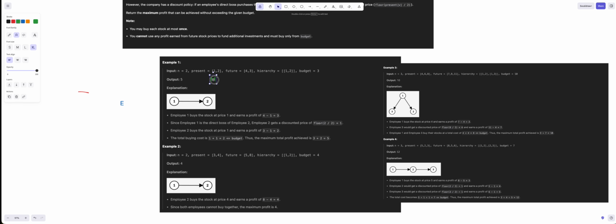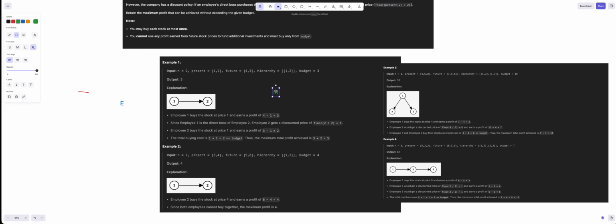So here is the manager. We are talking about the manager at the moment. If the manager buys the stock at the present price of 1, we have a budget of 3, and then sells back in the future at 4. If we do some mathematics here, 4 minus 1, the company earns 3 as a profit. Since the manager bought at the present price, the employee can get the half discount price. 50% of 2 is 1, so that is why we got the 1 here, and then we sell it back at 3, so that is a profit of 2. So 3 plus 2 is 5. That is how we got the output here.